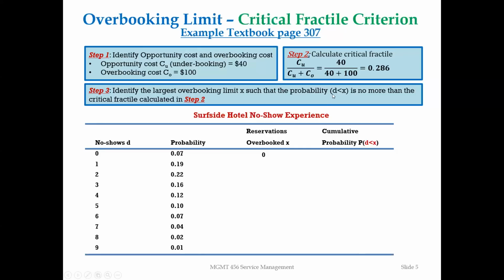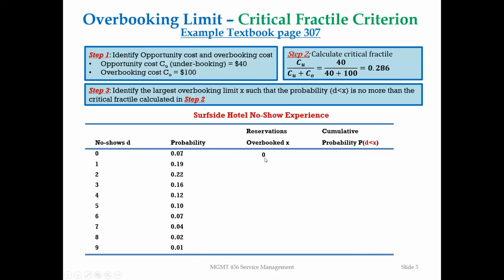under what conditions? We want to identify the condition. D is strictly less than X. When D is strictly less than X, that means no-show is strictly less than X. Look at all these numbers. When does that happen? The overbooking limit X is 0. Under what conditions will D, no-show, be less than X?